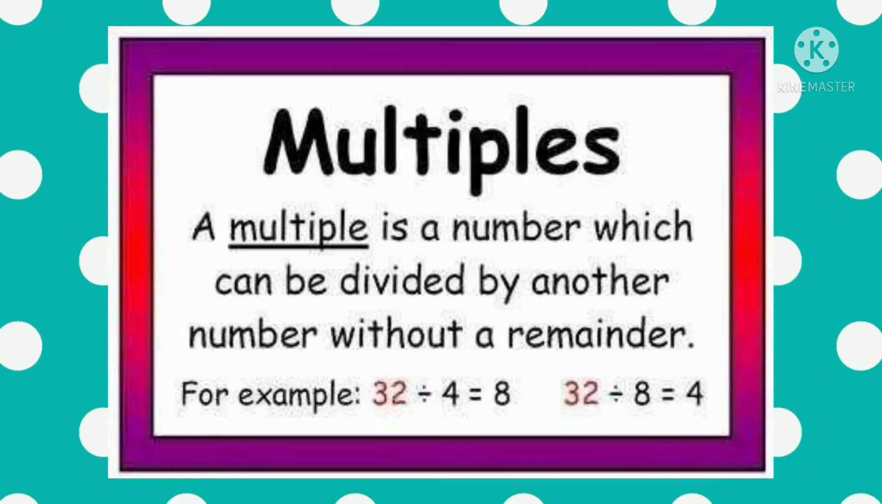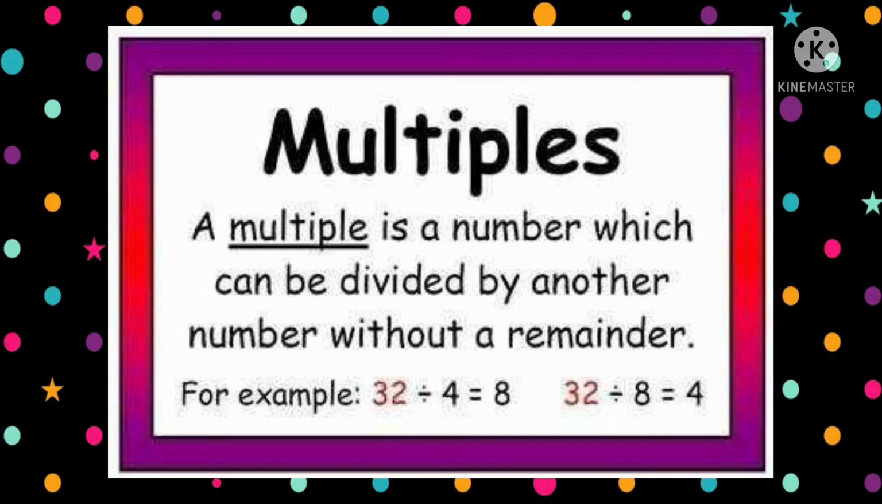A multiple is a number which can be divided by another number without a remainder. For example, if we divide 32 by 4, then we are getting 8. And if we divide 32 by 8, then we are getting 4. In both the cases, the remainder is 0.